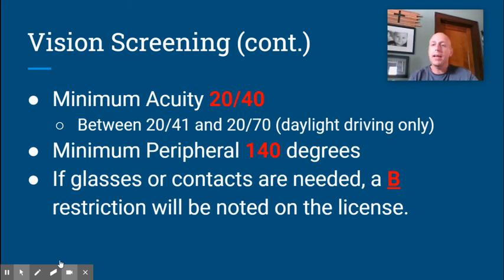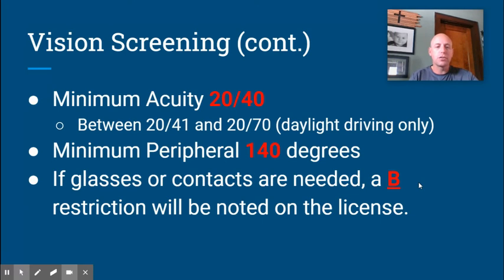So if you meet that standard, then you have no restriction on your license. If you have to wear glasses or contacts to meet that standard, then you'll have what's known as a B restriction on your license. And that just means that you have to wear glasses or contacts when you drive. It's not a big deal.